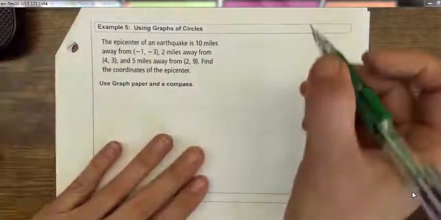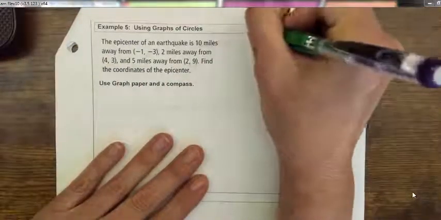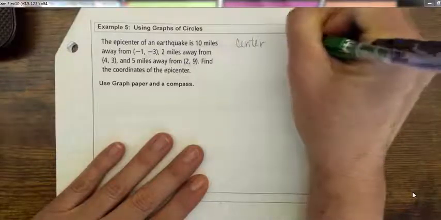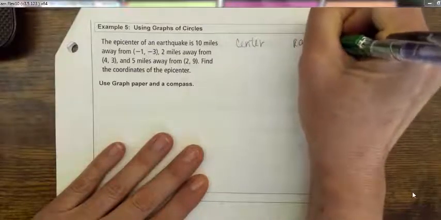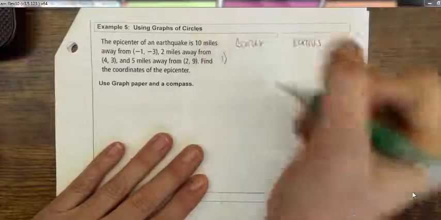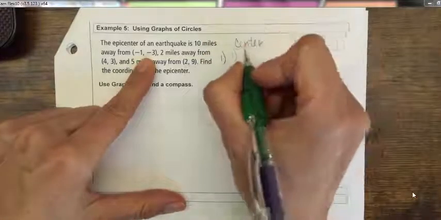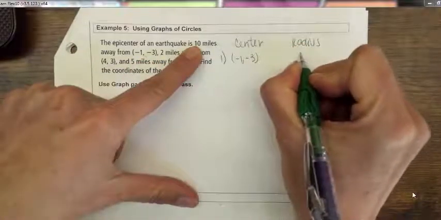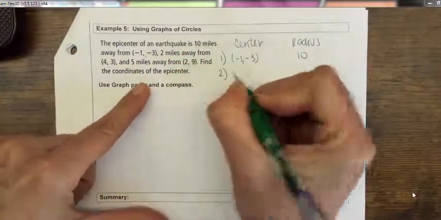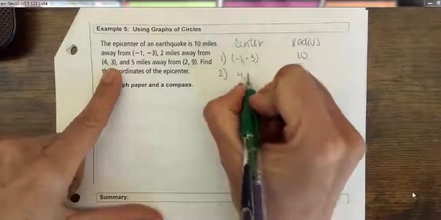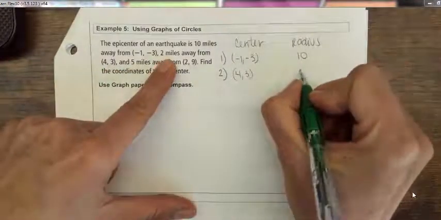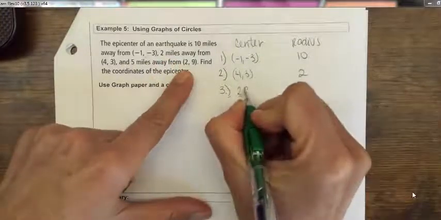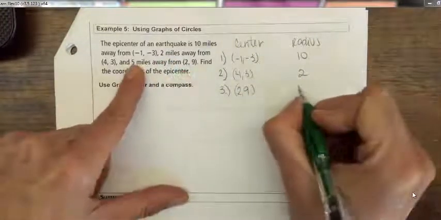So let's talk about our circles. Each circle has a center and a radius. We're going to graph these three circles. My first circle has a center at -1, -3 with a radius of 10. The second circle has a center of 4, 3 with a radius of 2. And the last one has a center of 2, 9 with a radius of 5.